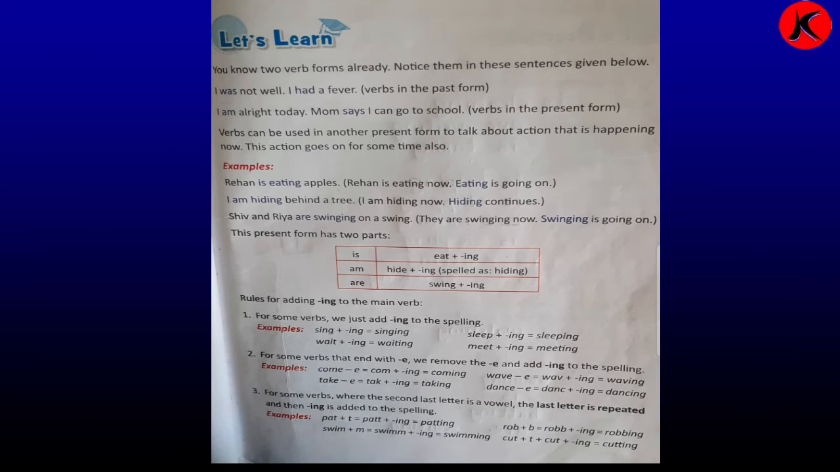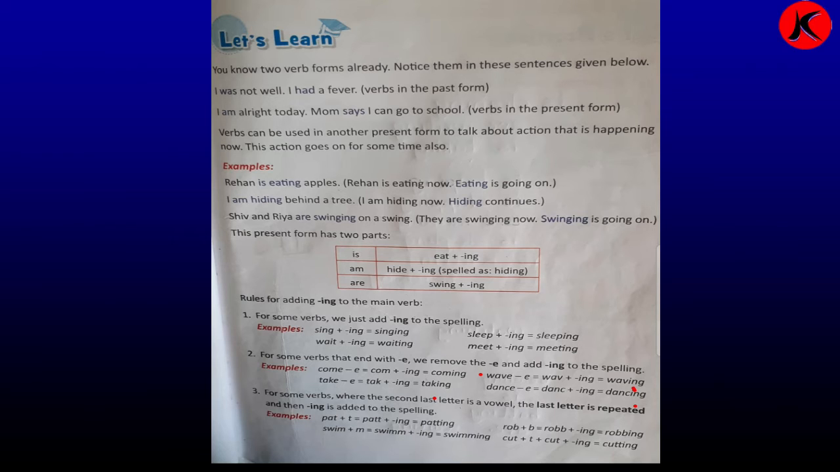Same with wave, WAVE, wave. We remove E and we have written ING, so it becomes waving. TAKE, take. We removed E and we add ING, so became taking. DANCE, we removed E and add ING, so becomes dancing. So you can see coming, waving, taking and dancing.